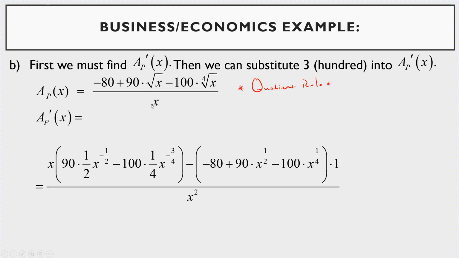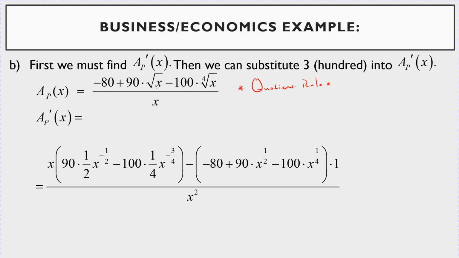So the first thing you're going to do, and there's a lot of algebra in this, unfortunately, is the denominator times the derivative of the numerator. So the derivative of 80 goes away because it's a constant. You're going to rewrite this as x to the 1/2. So you bring down the 1/2, and then 1/2 minus 1 gets you minus 1/2. Minus 100, you're going to rewrite the fourth root as x to the 1/4. So you bring down the 1/4, and then 1/4 minus 1 gets you minus 3/4.